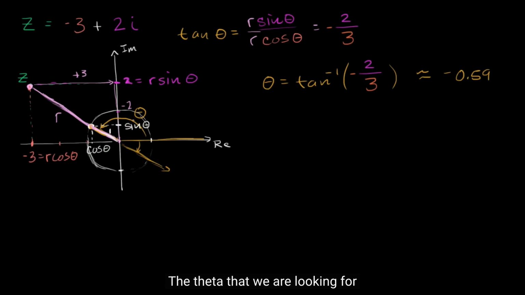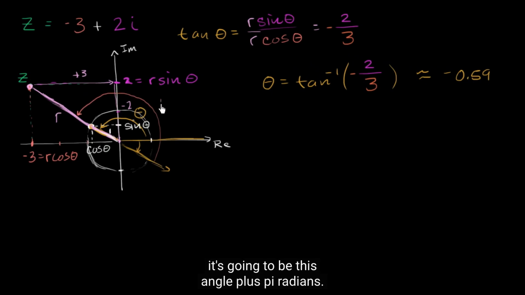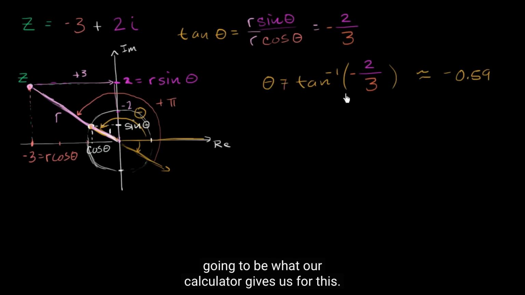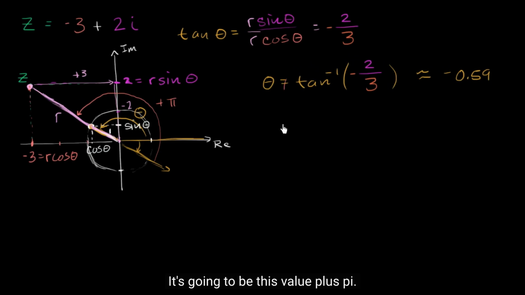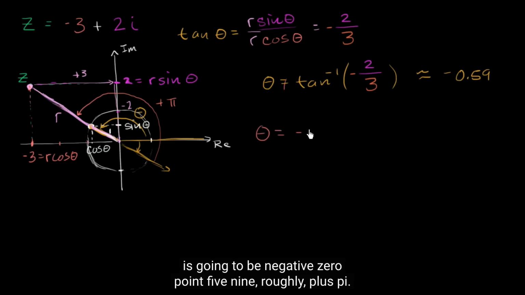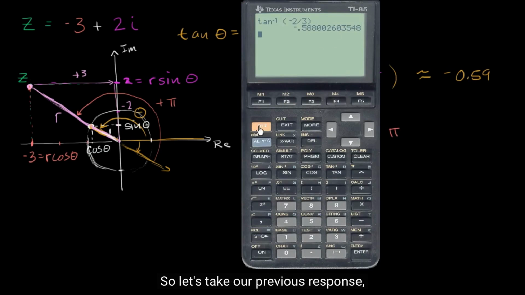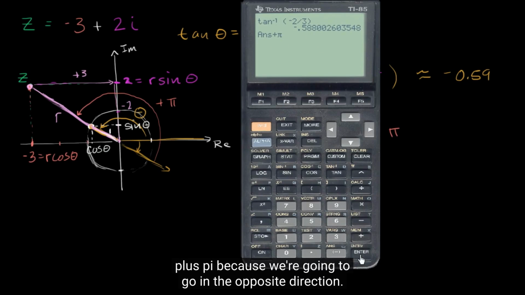The theta that we are looking for is going in the opposite direction. It's halfway around the circle. So if we think in terms of radians, it's going to be this angle plus pi radians. It isn't going to be what our calculator gives us for this. It's going to be this value plus pi. So the theta that we care about is going to be negative 0.59 roughly plus pi. Let me say approximately, just because I have rounded right over here. So let's get the calculator out. Let's take our previous answer, plus pi, because we're going to go in the opposite direction.